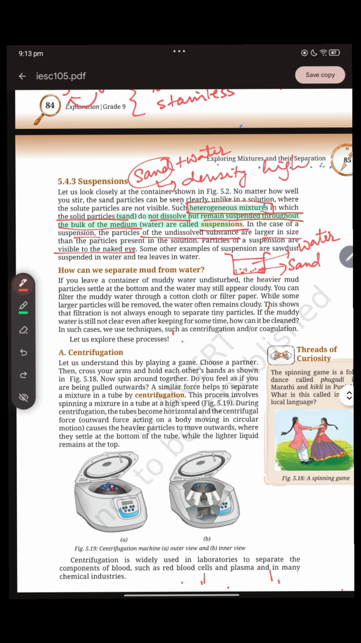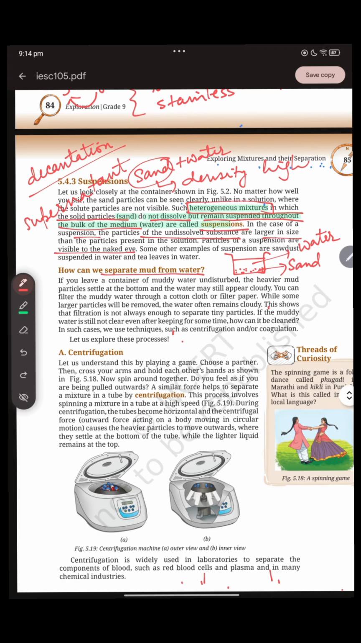Now you can use the method of decantation, where you can just make the supernatant liquid flow out. Supernatant means the liquid at the top of the sand. It flows out neatly and the sand remains over there. Now, how can we separate mud from water?